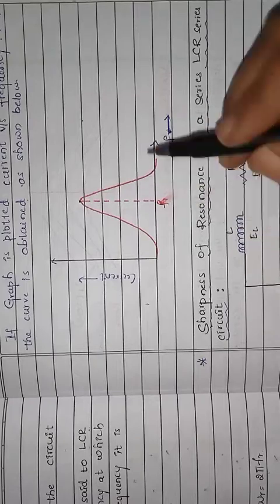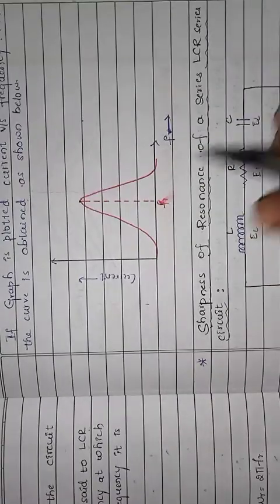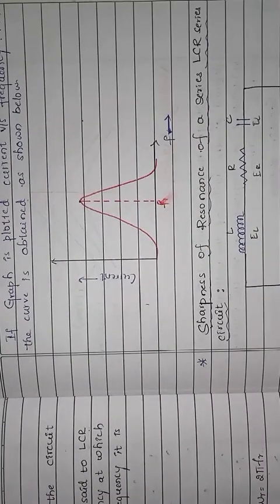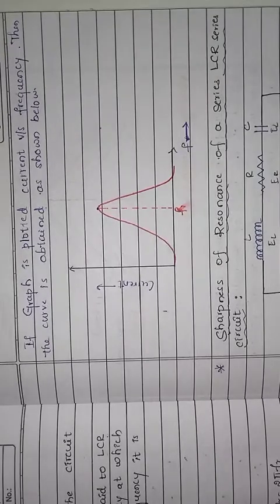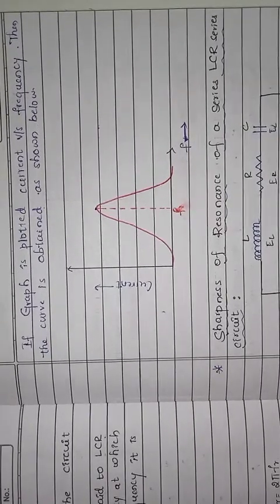Okay, so this is the graph plotted: current versus frequency. This is the resonant frequency.